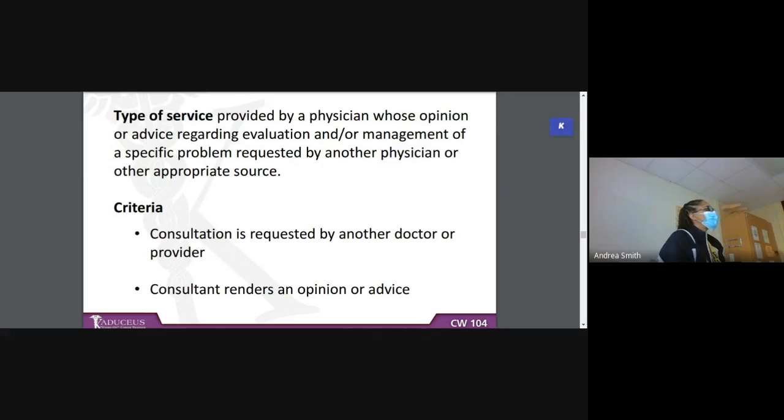The types of service provided by a physician whose opinion or advice regarding evaluation and or management of a specific problem is requested by another physician or appropriate source.